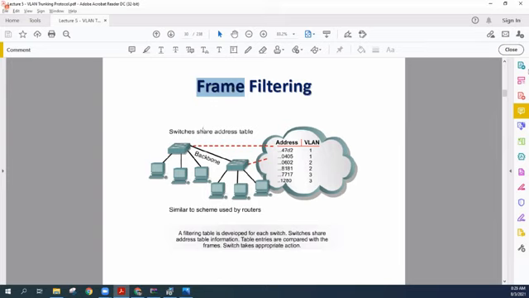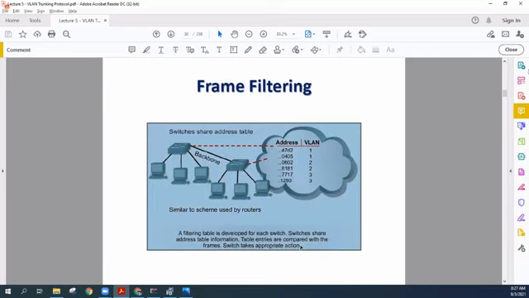So frame filtering: switches share an address table. This is the backbone switch. Then both combined, port 1, port 2, 3, similar to the scheme used by routers. A filtering table is developed for each switch. The switch shares the address table information. Table entries are compared with the frames. The switch takes the appropriate actions.